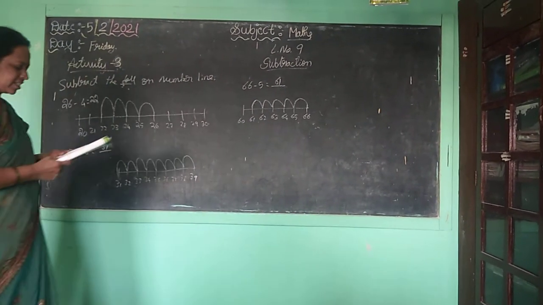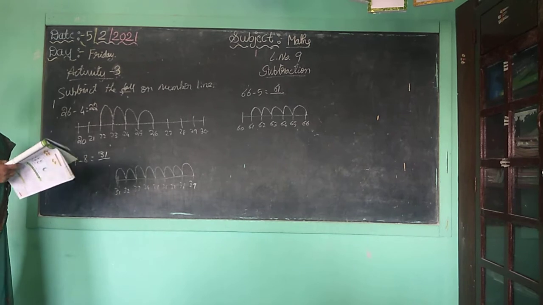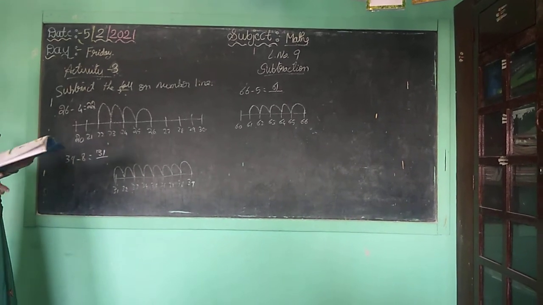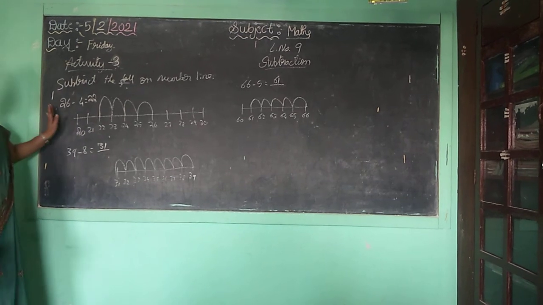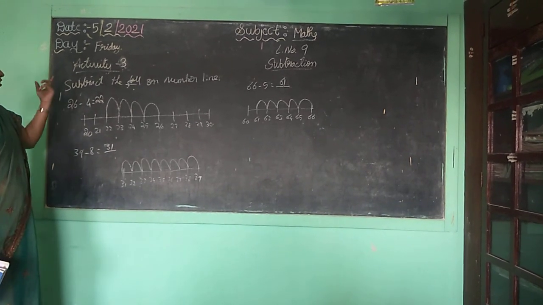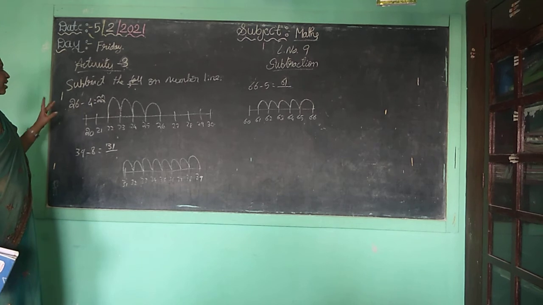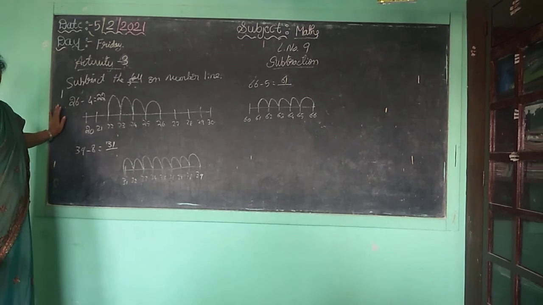Now next class I will continue subtraction on the abacus, two-digit subtractions and word problems. Next class we can study, children. Today we learned to subtract the numbers, untying a 10, and subtract the following on the number line. Thank you, children.